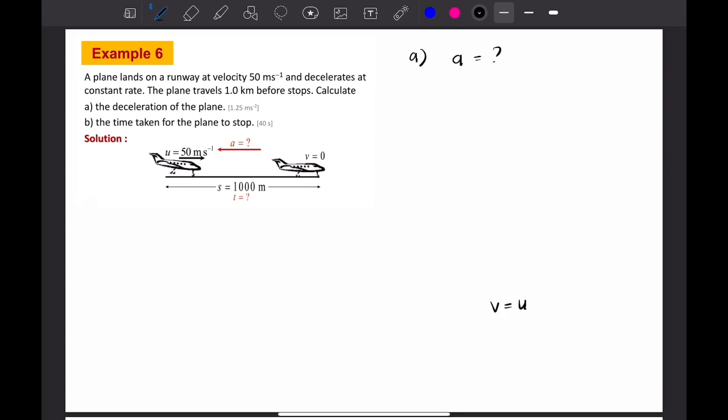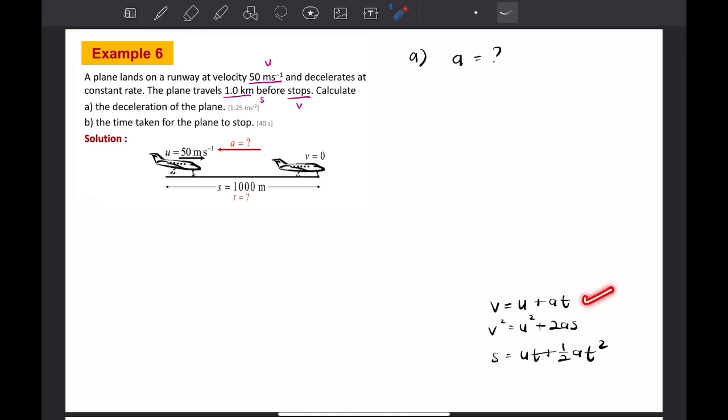So remember that we have three equations. I write it again. v squared is equal to u squared plus 2as, s is equal to ut plus half at squared. So we need to determine which equations to use. They ask you the a. Do we have the information? We have u, we have s, and "before stops" means the final velocity is 0. So we have u, s, and v.